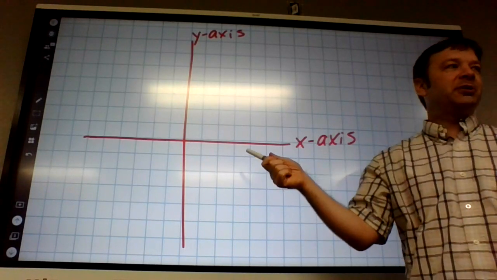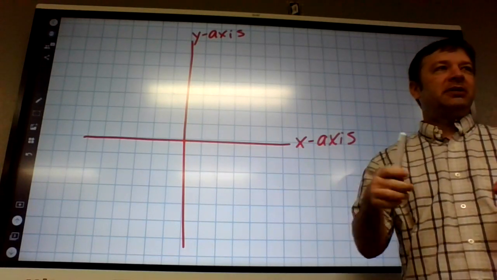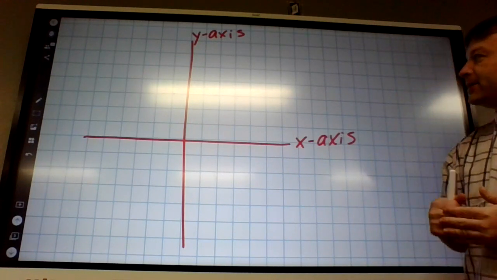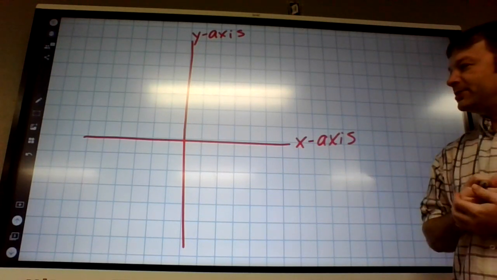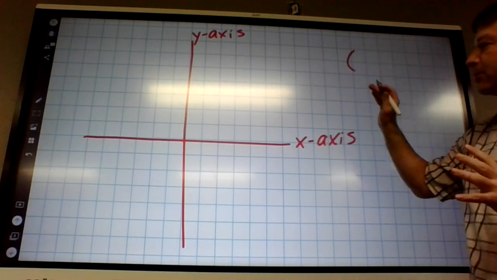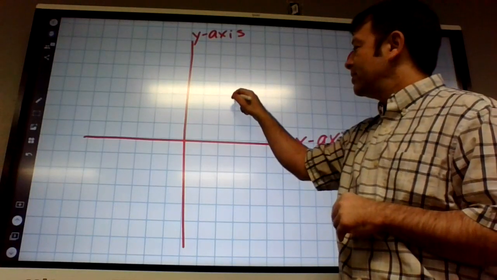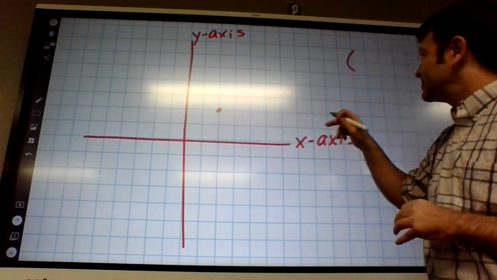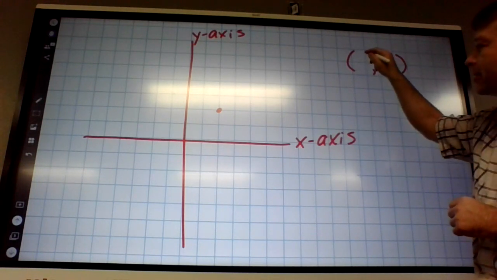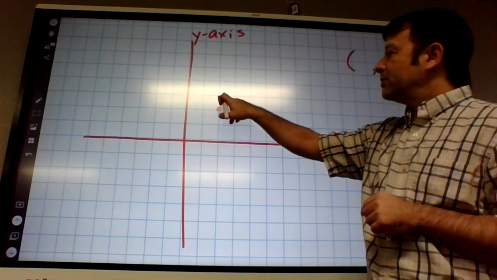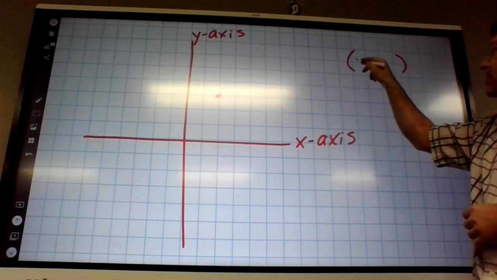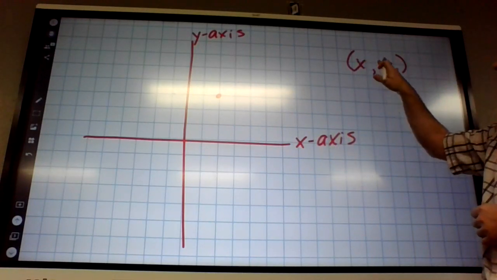Or have you guys played Battleship before? Yes. You know how you go B7, you go down to B and over 7. It's kind of like that. I'm just reminding you. So you can write the location of any point on the graph as a set of coordinates, called an ordered pair. The first coordinate is the x-coordinate. The second coordinate is the y-coordinate, so it's in alphabetical order.